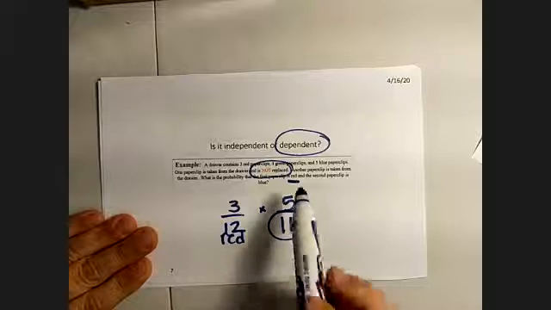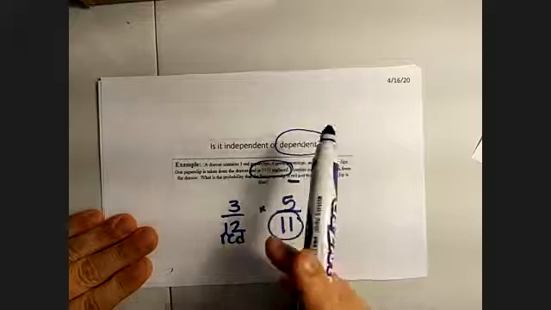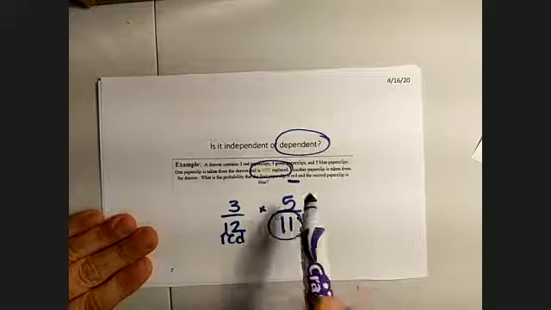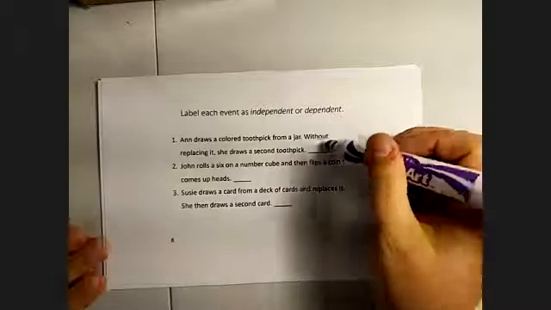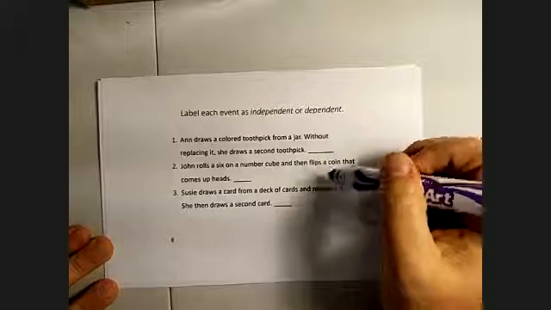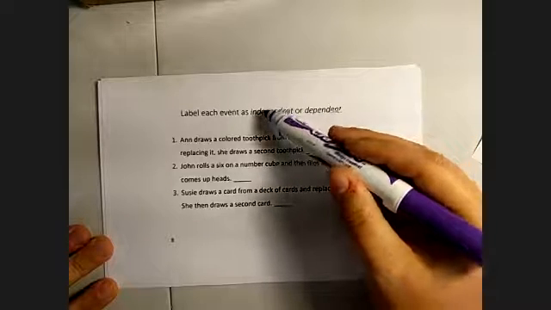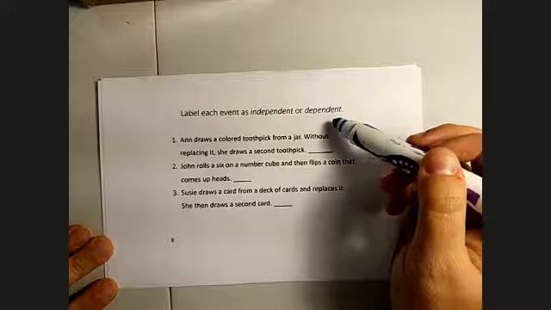Okay, so independent events act just like normal probability. You're going to multiply them together. Dependent events are a little bit trickier because you're going to be changing something. Something is changed because of the first event. So let's take a look at these three examples, and we want to label them as independent or dependent. So remember, independent, nothing impacts each other. Dependent, something in the first event impacts the second event.